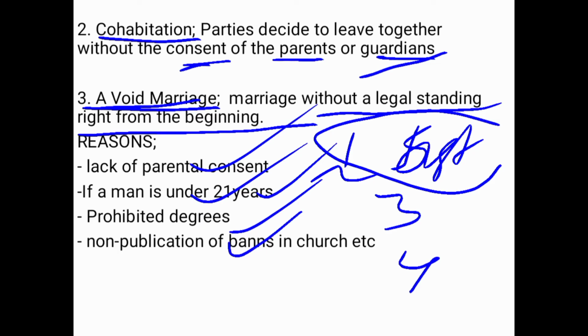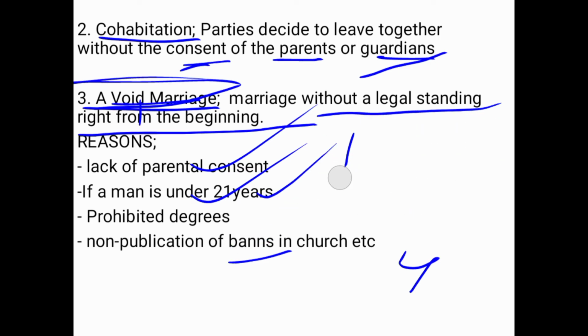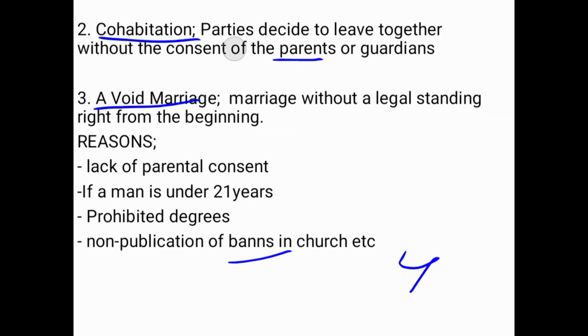Non-publication of banns in church. Banns, we said these are announcements. So they didn't make announcements in church to say you are getting married. So that becomes a void marriage because people do not know that you are getting married. Those are some of the reasons for a void marriage.